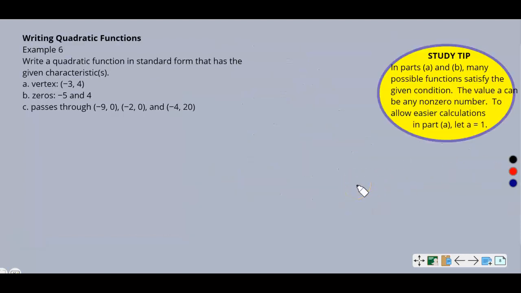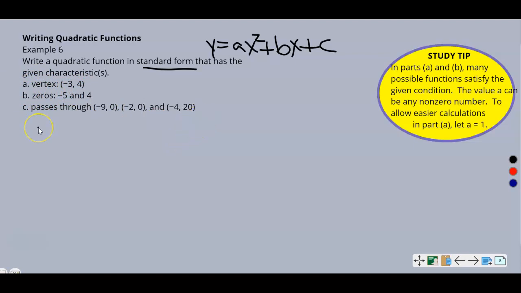Example 6: write a quadratic function in standard form that has the given characteristics. Just a reminder, standard form is y = ax² + bx + c. So it's always important that you understand what the question is asking. Let's look at one part at a time. Part A says the vertex is (-3, 4).